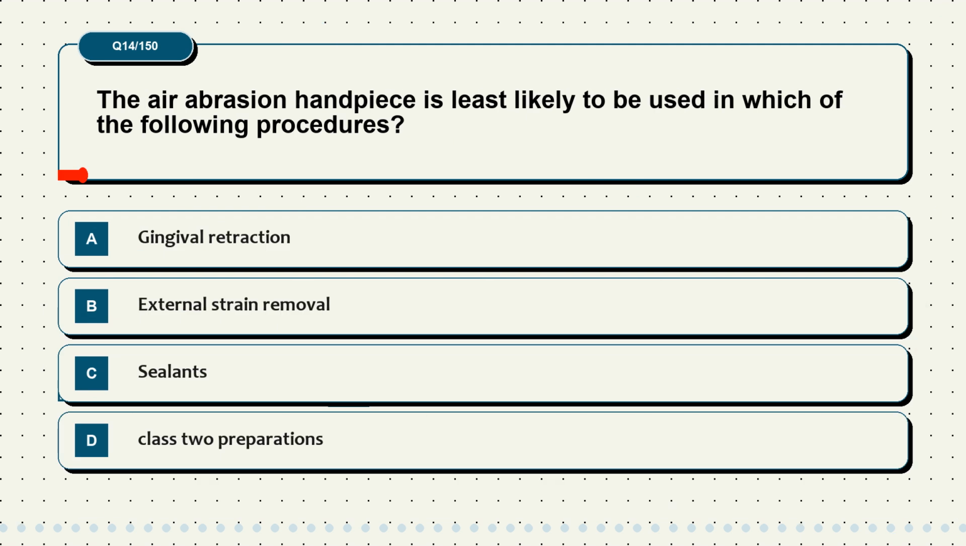Question 14. The air abrasion handpiece is least likely to be used in which of the following procedures? Here are the options. Option A, gingival retraction. Option B, external stain removal. Option C, sealants. Option D, Class II preparations.